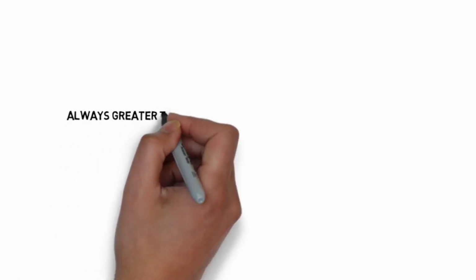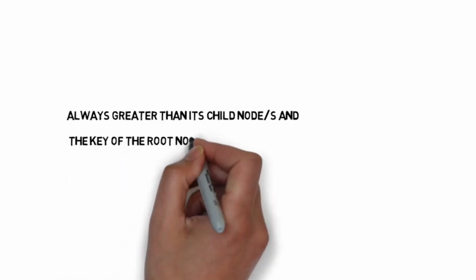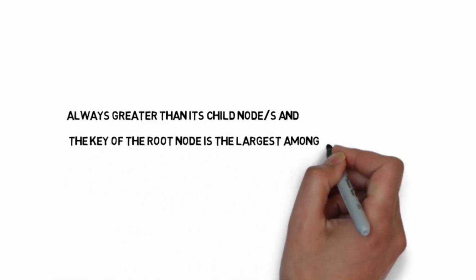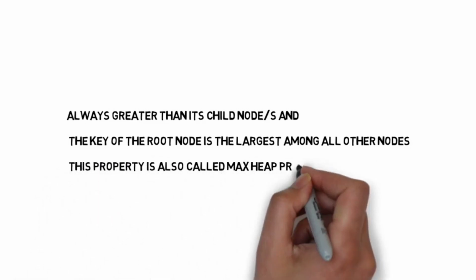In a max heap, the value of each node must be greater than its child nodes, which means the root node is the largest among those nodes. This property is known as the max heap property.